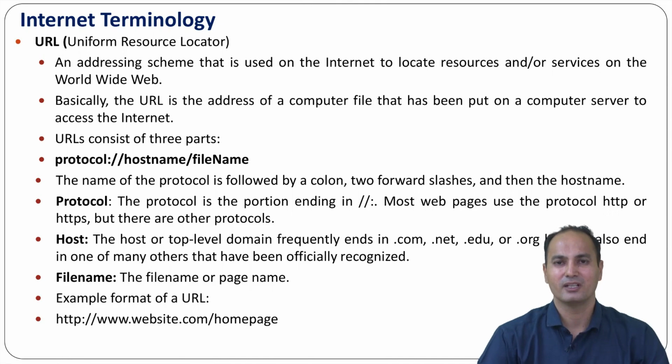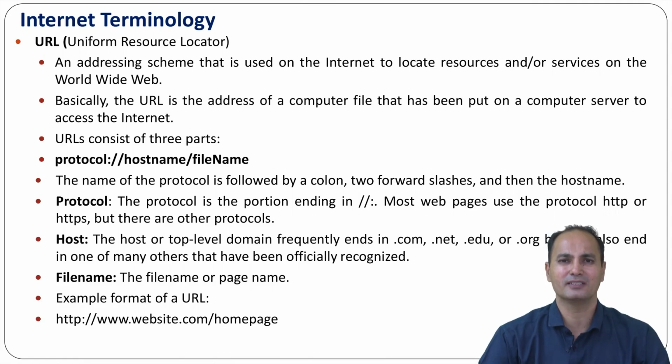So through the server, we can access that website using the URL. A URL generally consists of three parts. The first is protocol, the second is host name, and the third one is file name.